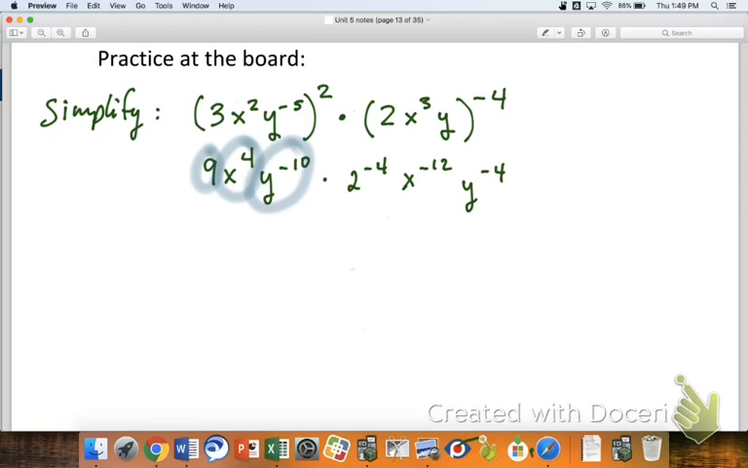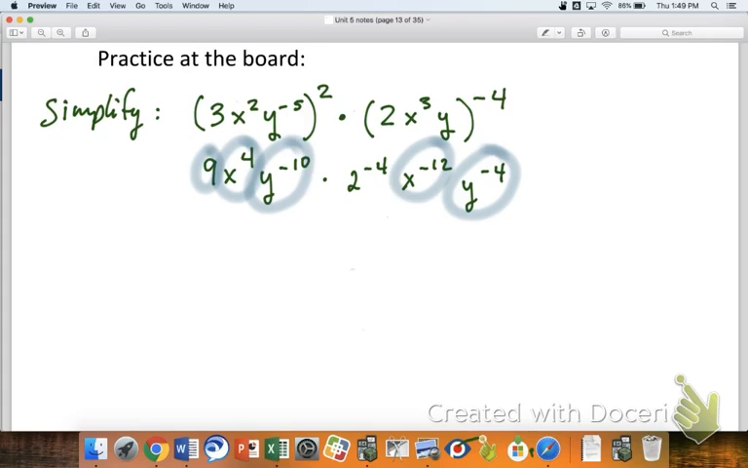Negative 5 times 2 for the exponent? Yes. Okay. How about this? Do you guys understand that? It's like y to the 1 to the negative 4. Again, we're just multiplying all of our exponents here, right? You guys understand this? Yes.